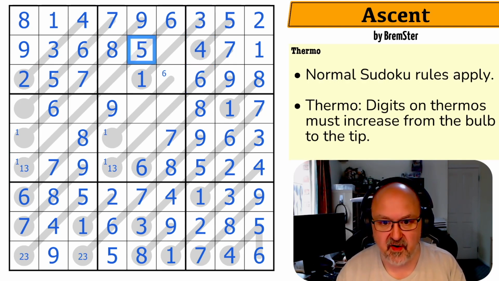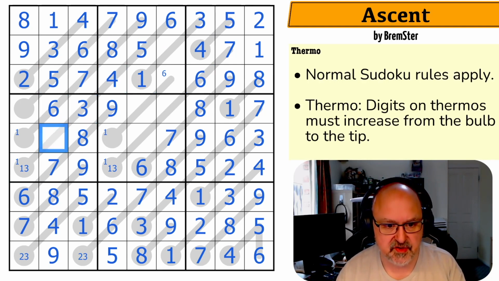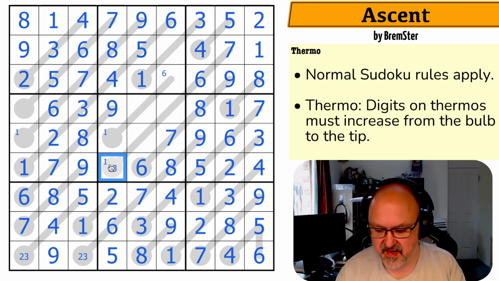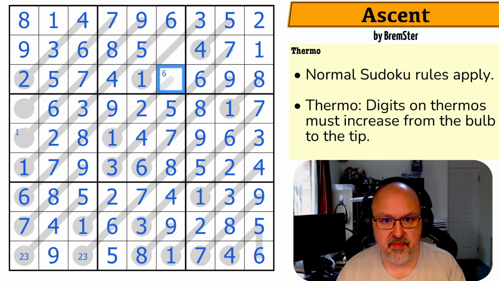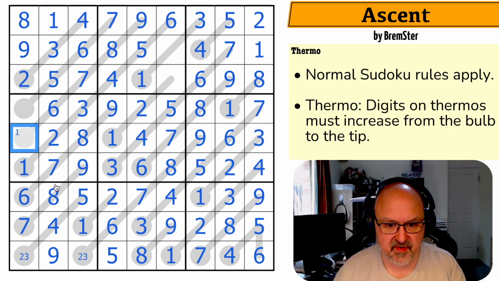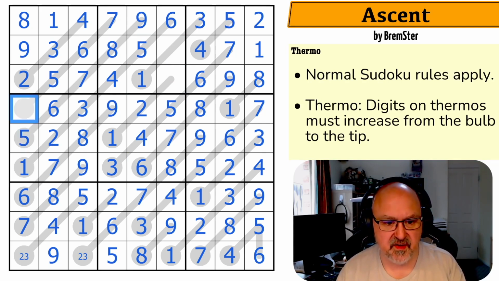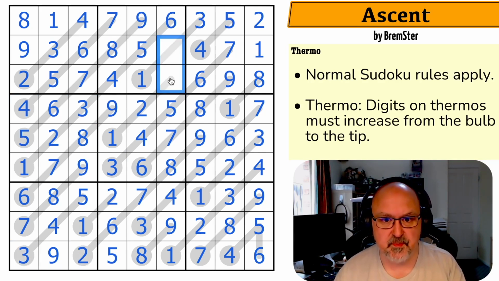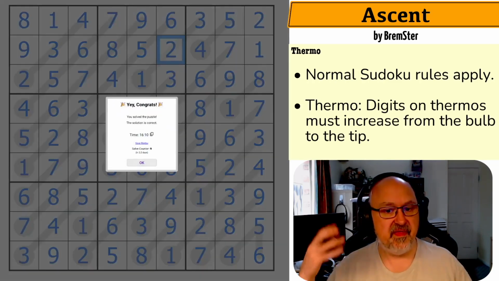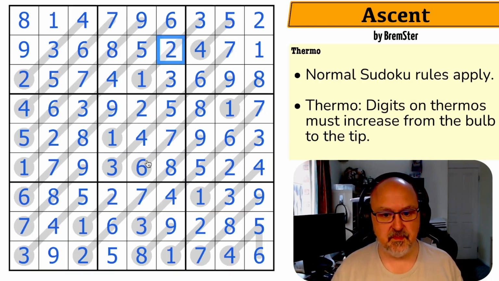But this 6 means 5, 4, 3, 2, 1. I probably should have looked at that a long time ago. This is 3, 4, 5, 6, 7. These are 1 and 2, so I've got 1 and 2. That is not a 6 anymore. To complete this row, 1, 2, 3, 4, 5... to complete this box, that's a 4. The 3 looks down, making that 2 and that 3. This box needs a 2 and a 3, and I've got a 2 to make that the 3 and that the 2. And that is the correct solution to Ascent by BremSter.